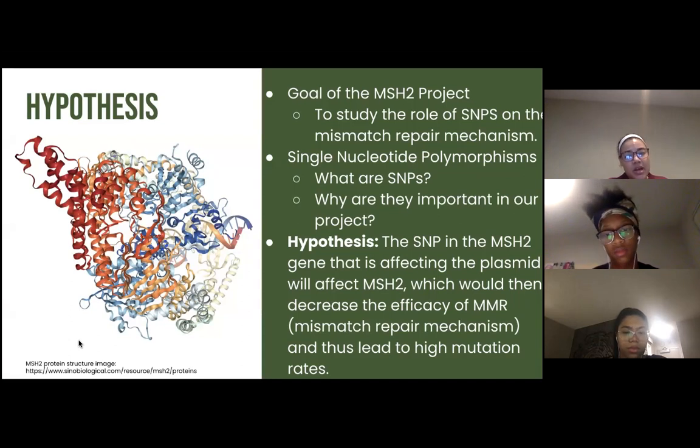In order to test our hypothesis, we used yeast to model the mutation rate to observe the impact of our group SNP on the MMR mechanism.